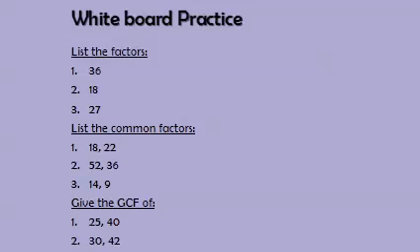Now here you have exercises. I'm not going to solve them. They are bonus questions. Those who give me the answers in the live session, I'm going to give you bonus points. In the first one, you have to list the factors of 36, 18, 27. Then give me the common factors of 18, 22, 52, 36, 14, and 9. And in the last exercise, you have to give me the GCF of 25, 40, 30, and 42. As I told you, this is a bonus exercise.